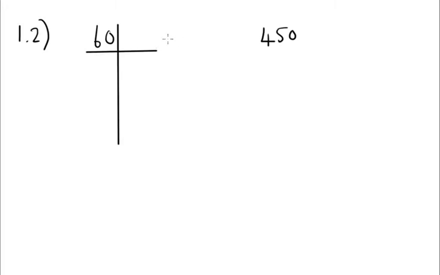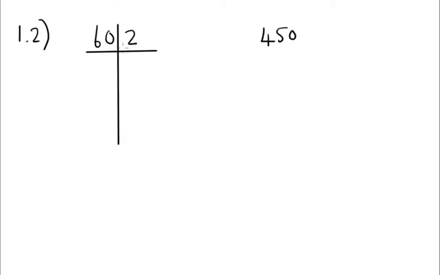Right, we're at the next one, which is 1.2. We're trying to find the LCM of 60 and 450. Let's start with 60, and it really doesn't matter which way you do the ladder method, whether you work with the numbers on this side or on that side. What's important is that by now you should know that you start with the lowest prime factor.